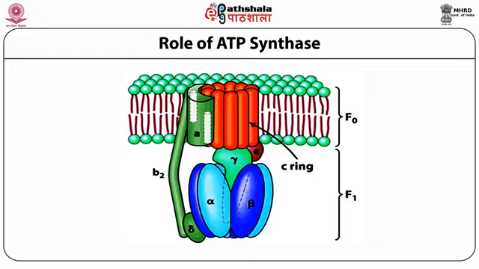Estimated passage of proton and ATP synthesized. Passage of the proton through the F0, that is the stalk channel, causes the rotor to spin in one direction and the starter to spin in the opposite direction.